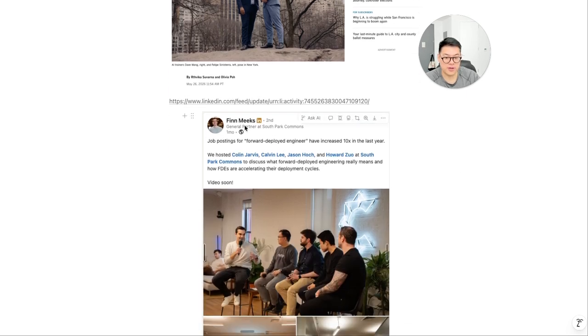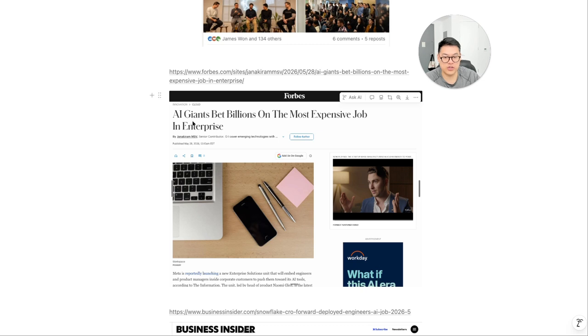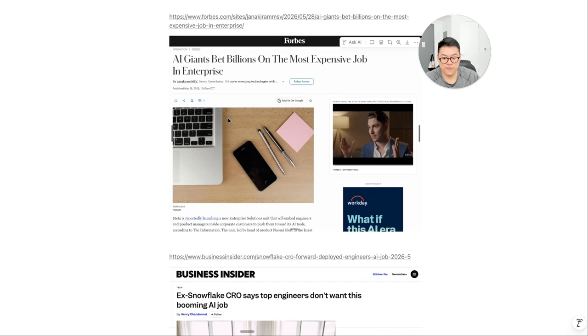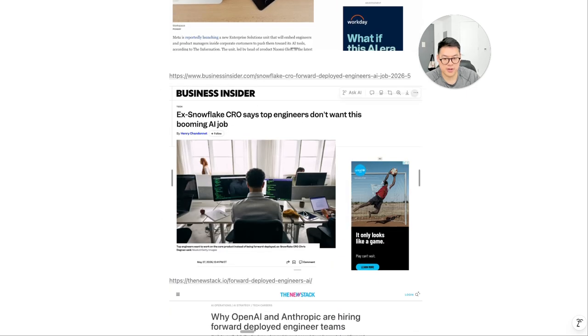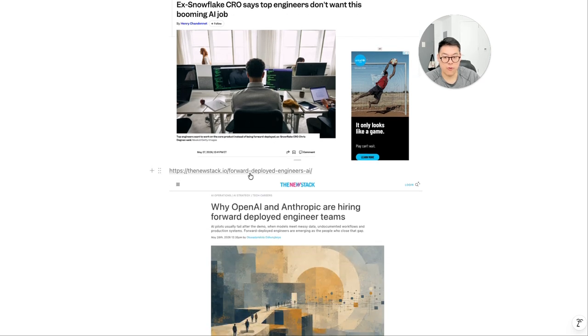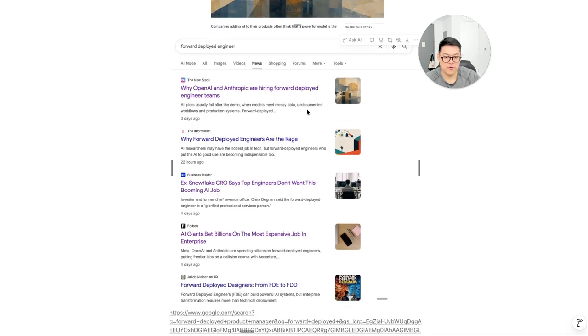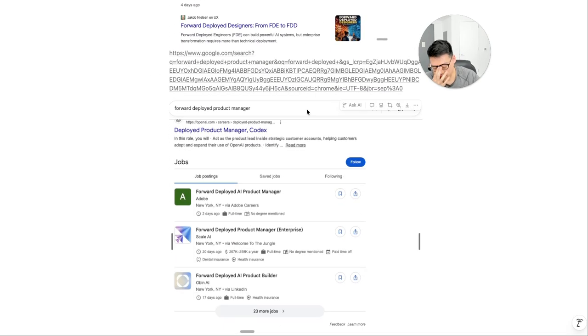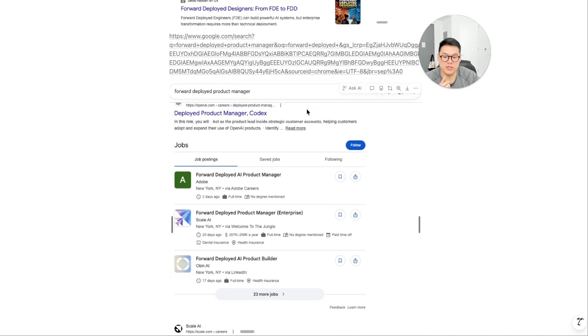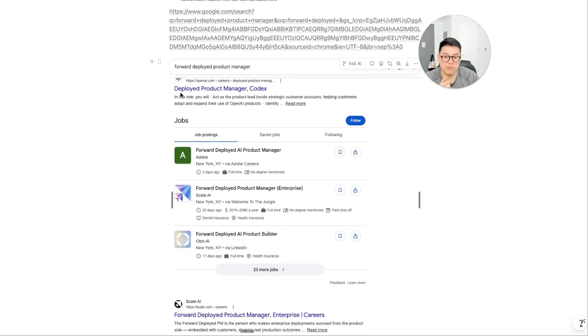Demand for forward deployed engineers and product managers increased 10 times over the last 10 years. I have all these links already stored. AI giants are betting billions on the most expensive job in enterprise, which is forward deployed engineering and product management. Top engineers don't want this booming AI job. So right now there is a huge need, and you can see this for the deployed product manager.